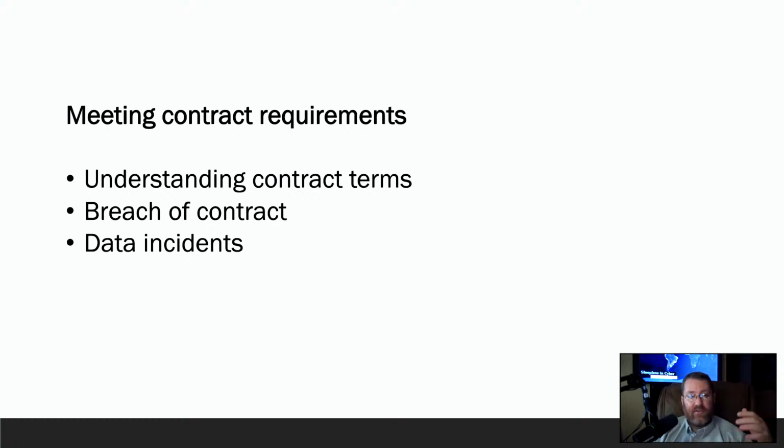What is the definition of a data incident? Who are they going to contact? When are they going to contact them? So make sure that they're contacting your general counsel. Make sure they're contacting your CISO, your incident response processes. Maybe you have just a standard email you use for that.